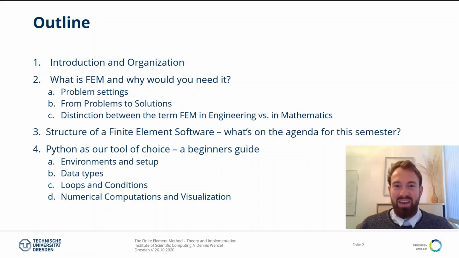Then a particular point that is relevant, because so many people here in the audience are from an engineering background: I want to give a short distinction between the term FEM in engineering and in mathematics. Of course with a higher focus on what it means in mathematics, because that's what we are doing here. Then the next point on the agenda is the structure of a finite element software in general, which will also be the structure for our lecture this semester. So we will more or less, at least in the beginning, follow the construction of this software, and this will also give the guidelines for our agenda in the lectures and tutorials.